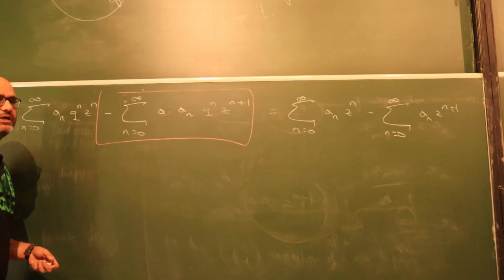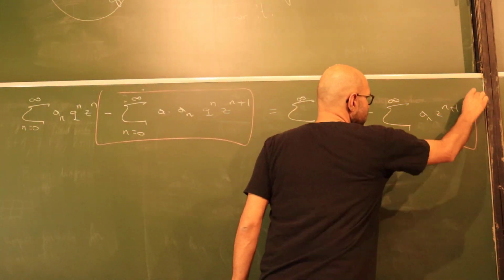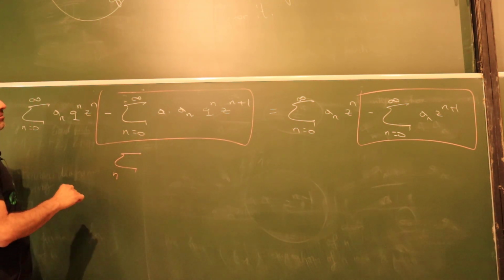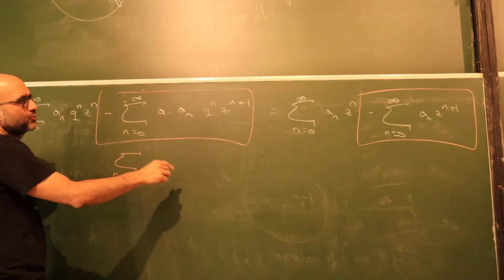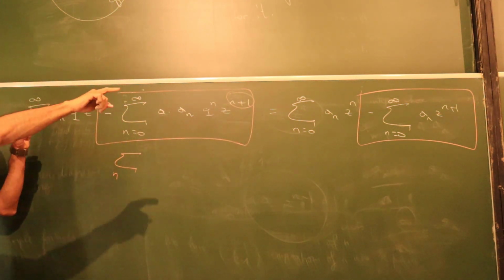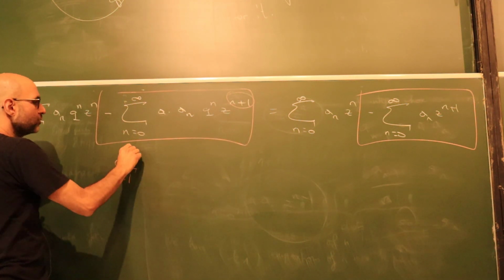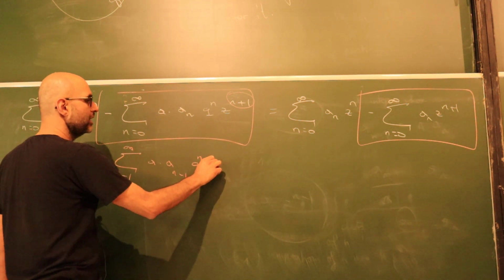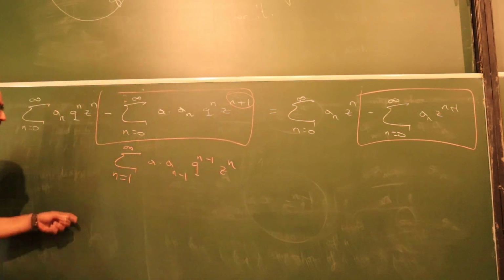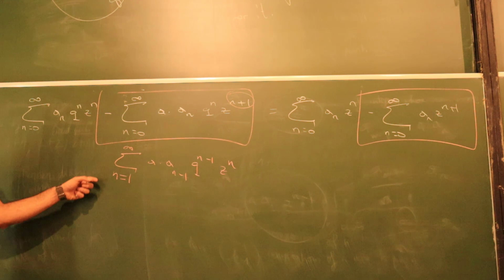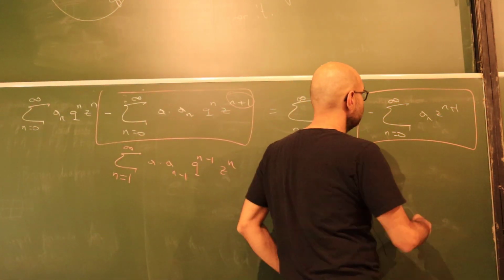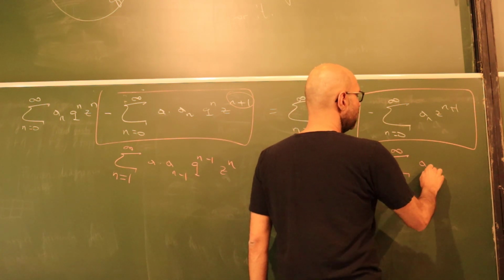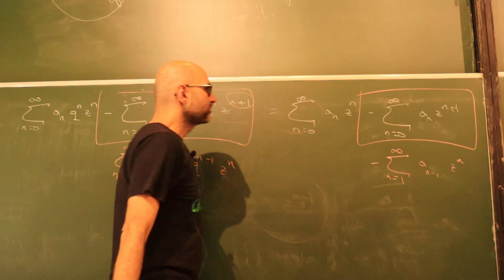We need to shift the index in the second sums both on the right-hand side and on the left, which will give us n replaced by n minus 1, so we have the same power of z throughout. From n equals 1 to infinity, a times a sub n minus 1, q to the n minus 1, times z to the n here for the second sum on the left. Something similar for the second sum on the right: n equals 1 to infinity, a sub n minus 1, z to the n.